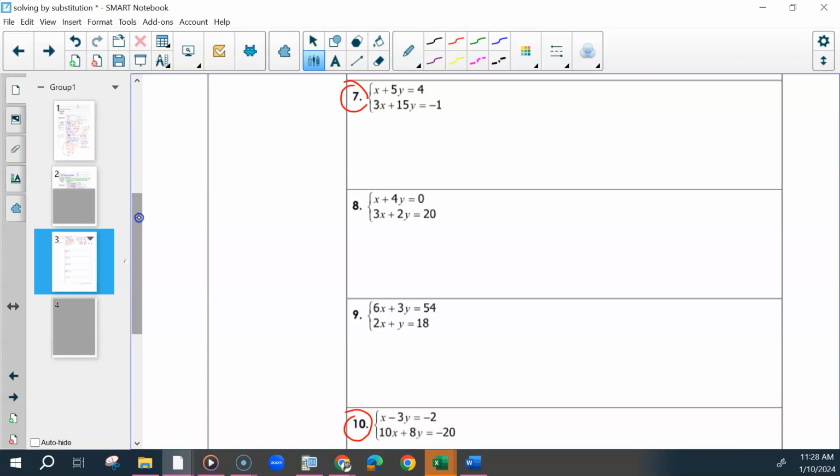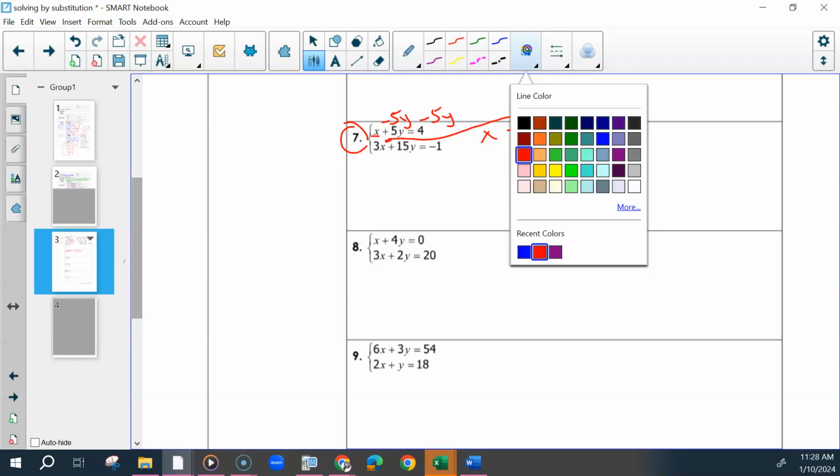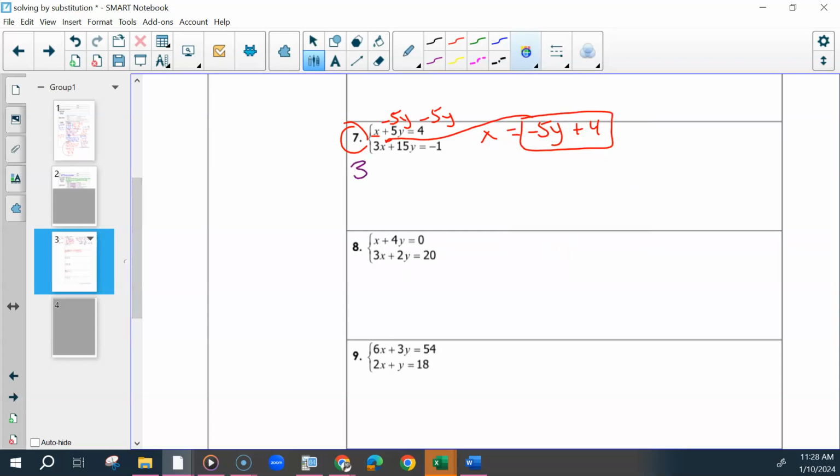Alright, so with number 7, same process. Which variable do you think would be the easiest to solve for? The x in the first one, so let's solve for that. How will we get x by itself? Minus 1. Subtract y on both sides, so we have x equals negative 5y plus 4. And then we can take that and put it into the other one where x is. So we have 3 parentheses, negative 5y plus 4, plus 15y equals negative 1.